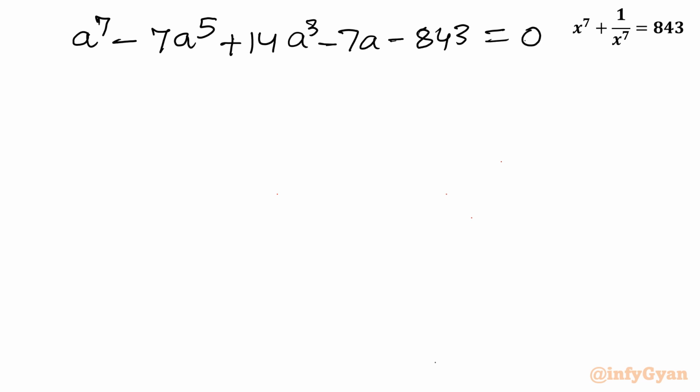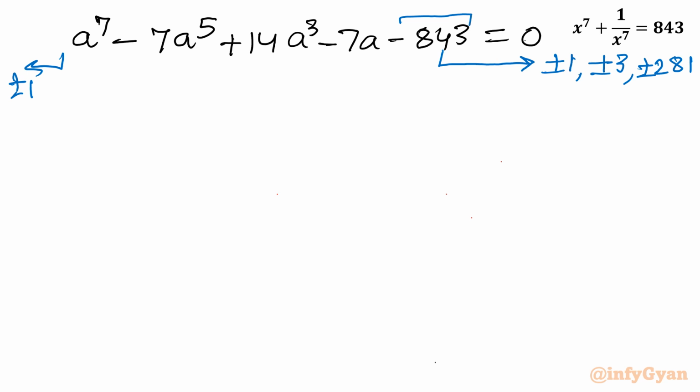Let's write all the factors of the constant term. The factors of 843, in terms of plus minus, there will be 6: plus minus 1, plus minus 3 and plus minus 281 only. 281 is a prime number. Leading coefficient plus minus 1. Now a equal to 1 won't satisfy, as 843 is a very big number, minus 1 also. Straight away I will put a equal to 3.